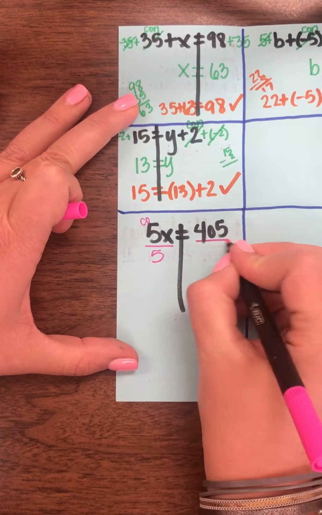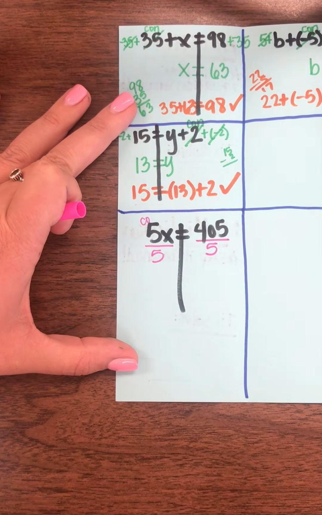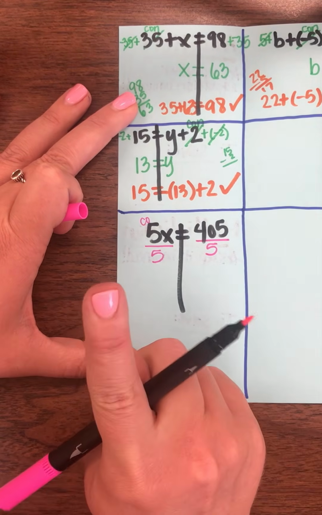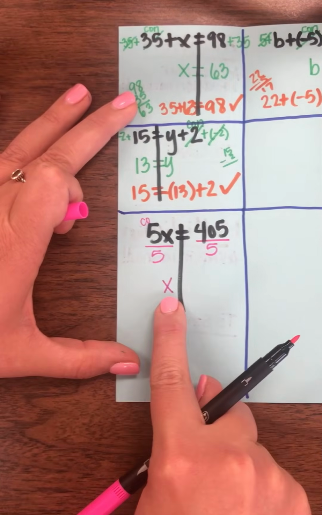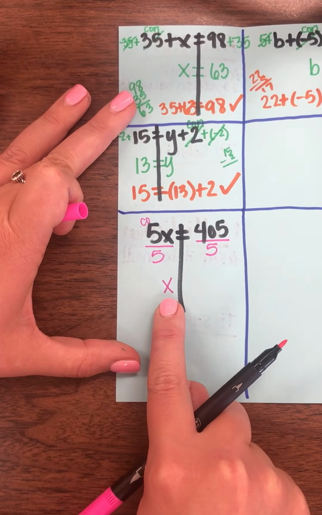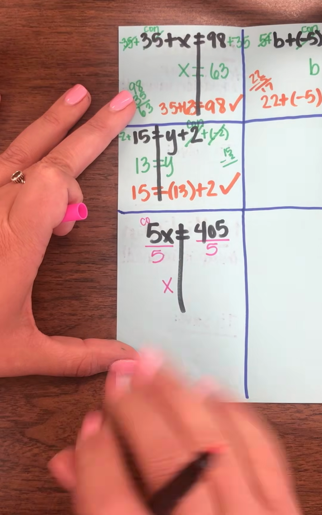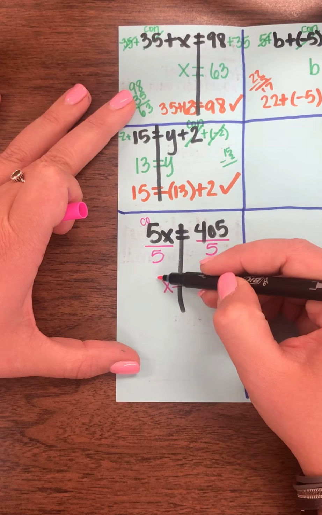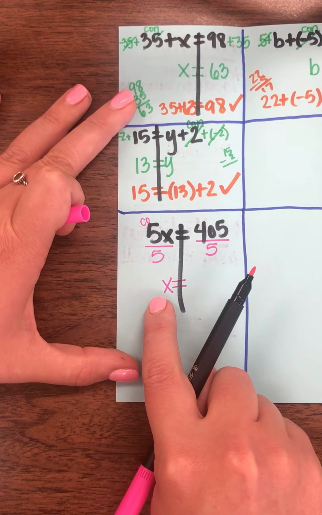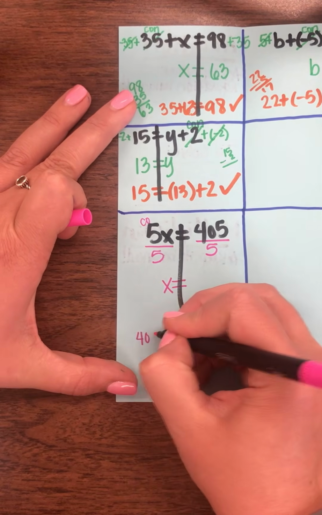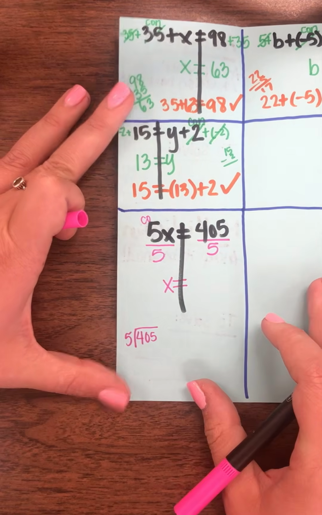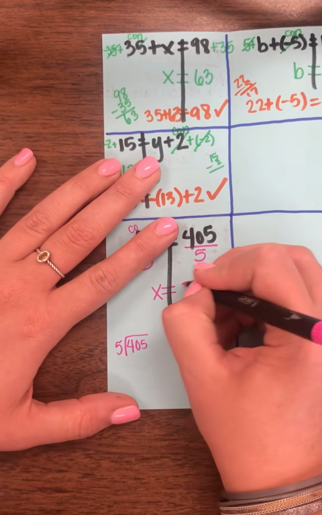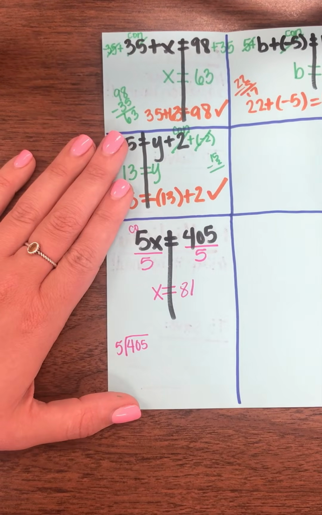Whatever you do to one side, you do to the other. 5 divided by 5 is 1, but we don't write 1x, okay? We just write x. I don't say, hey, can you get me a 1 glue stick? I just say, can you get me a glue stick? So that's why x is gonna be here. There is a 1 in front of it, but mathematically we don't write the 1, okay? 405 divided by 5, we would do some scratch work. That way we could get that answer. That answer actually is 81 if we were to do that scratch work, okay?